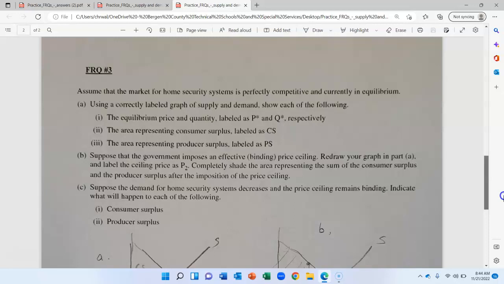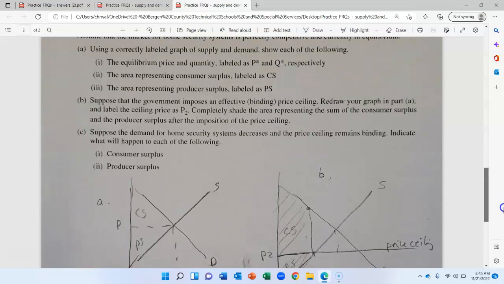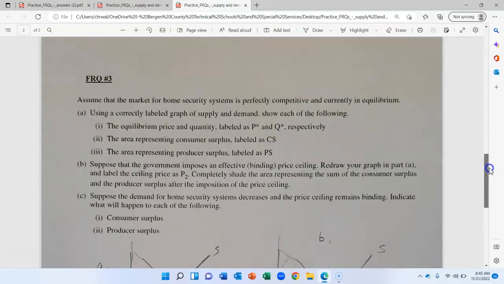Using a correctly labeled graph of supply and demand, show each of the following. So we're looking to do the equilibrium price and quantity labeled P and Q. So if we look at graph A, here's our downward sloping demand, our upward sloping supply, P equilibrium price, Q equilibrium quantity, allocatively efficient market. Okay, no problem at all.